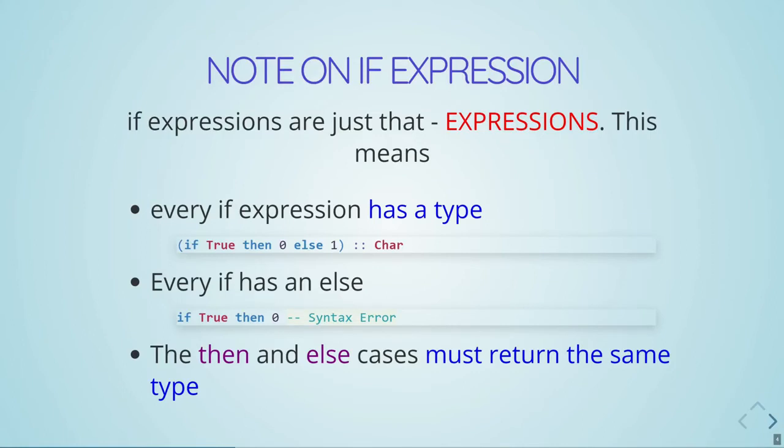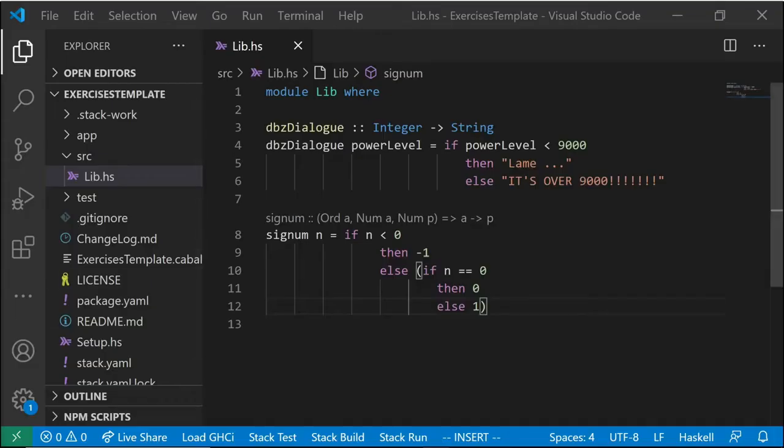Now, a note on if expressions. In Haskell, if expressions are just that, expressions. So what does this mean? Every expression is going to have a type. So the idea here is, if you think about expressions like the expressions you're probably used to from math, they all kind of evaluate to one value, okay? And that value is going to have a type at the end of the day. So an if expression is going to evaluate to one value at some point, and that value is going to have a type.